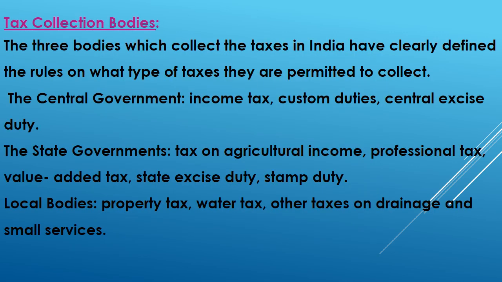The three bodies which collect the taxes in India have clearly defined rules on what type of taxes they are permitted to collect. The central government: income tax, custom duties, central excise duties. The state governments: tax on agricultural income, professional tax, value added tax, state excise duty, stamp duty, etc. Local bodies: property tax, water tax, other taxes on drainage and small services.